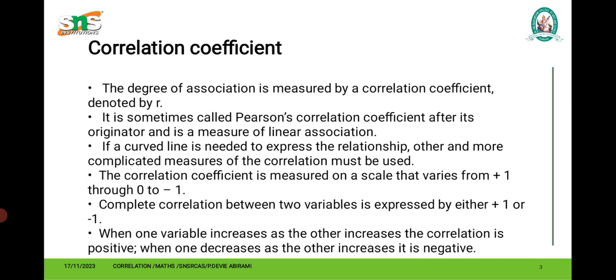The correlation lies between 0 to 1. The complete correlation between these two variables is expressed by either positive 1 or negative 1. Positive 1 denotes the positive correlation and negative 1 denotes the negative correlation. When one variable increases and the other variable also increases, the correlation is said to be a positive correlation. If it is vice versa, then the correlation is said to be a negative correlation.